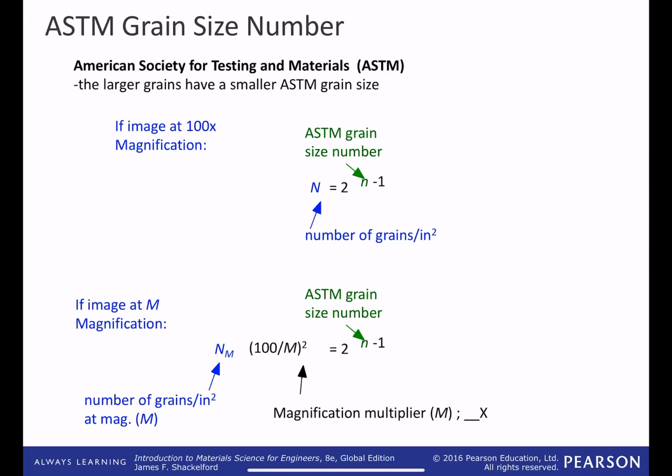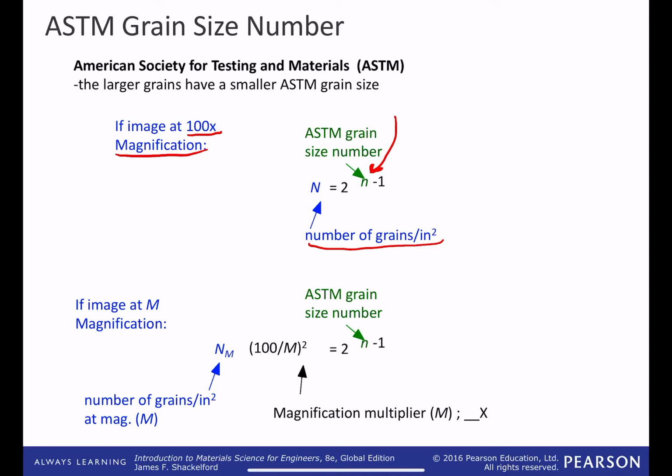Okay, so here we have the American Society for Testing and Materials has come up with an equation for us here. So we have the ASTM grain size number represented as N. Okay, so this is the characteristic that we calculate based on information that we just had, which was estimating the number of grains per square inch, provided that we have an image acquired at 100 times magnification.